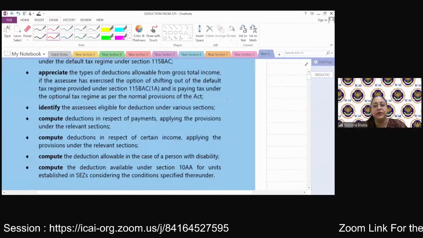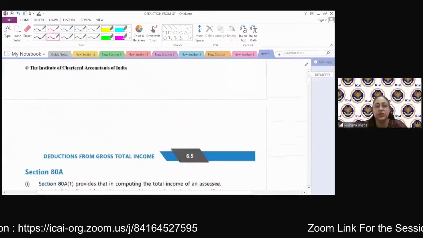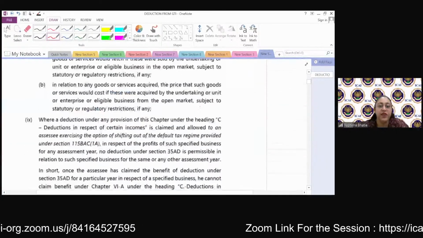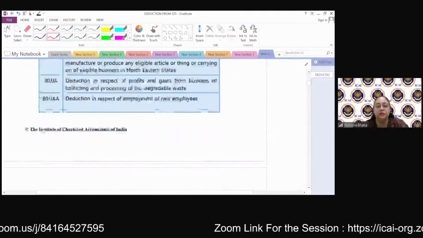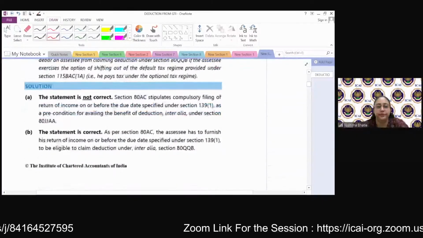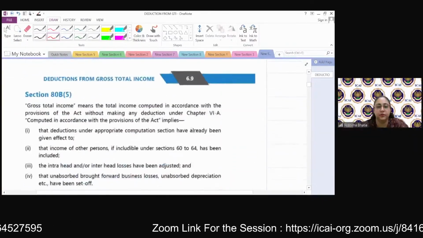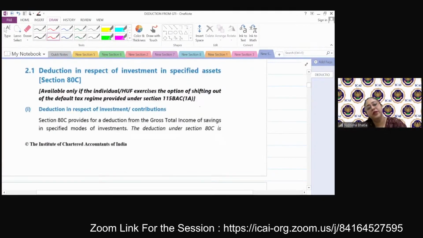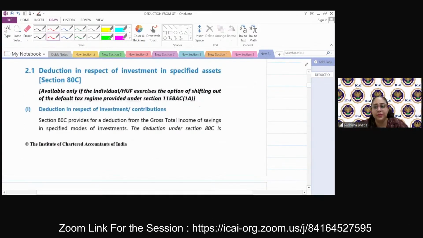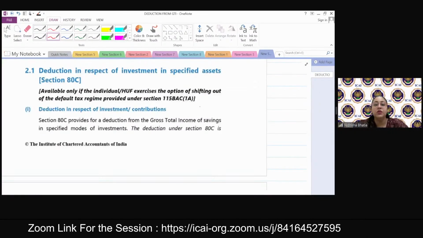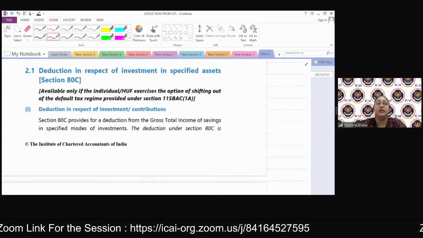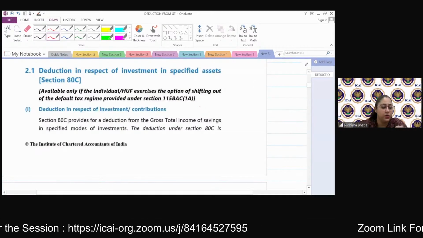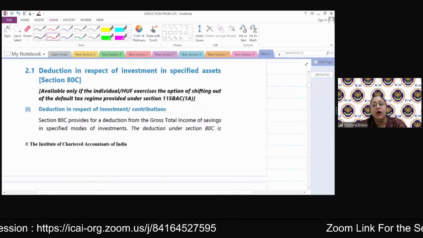So the first section which we're beginning with is section 80C, deduction in respect of certain payments made, where we have a very, very common one, which is deduction in respect of certain investments and contribution. 80C students, you have roughly a list of 15, 16 types of payments where you can pay or invest and claim the deduction.